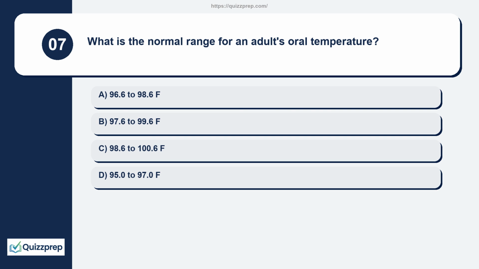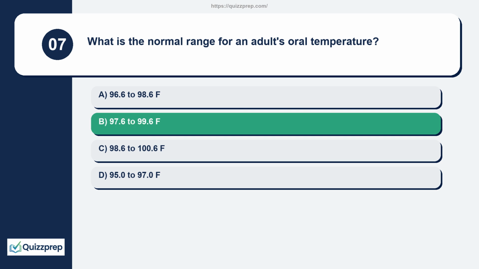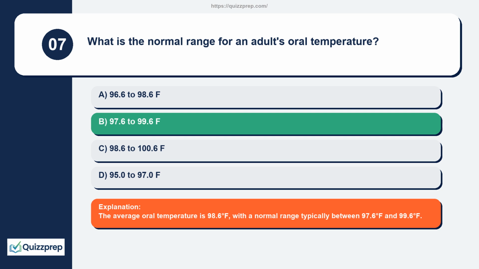Question 7. What is the normal range for an adult's oral temperature? 96.6 to 98.6 F. 97.6 to 99.6 F. 98.6 to 100.6 F. 95.0 to 97.0 F. The average oral temperature is 98.6 degrees Fahrenheit, with a normal range typically between 97.6 degrees Fahrenheit and 99.6 degrees Fahrenheit.